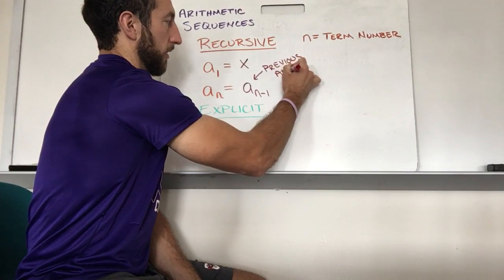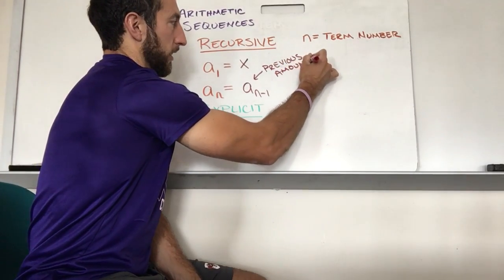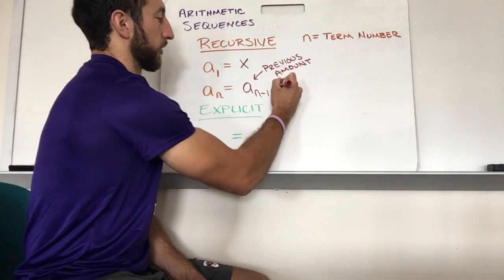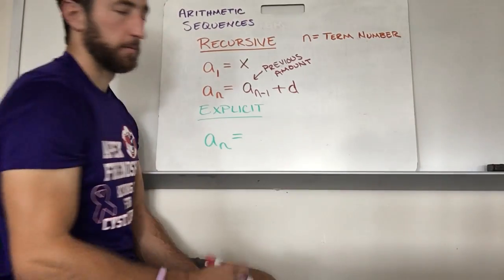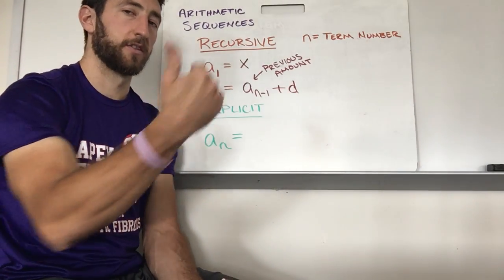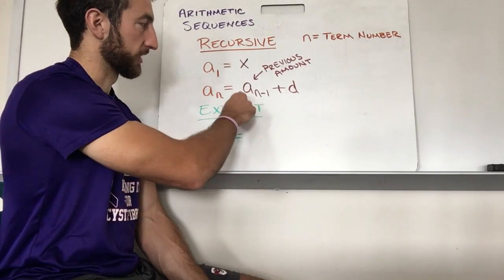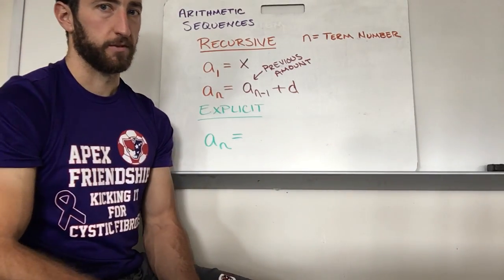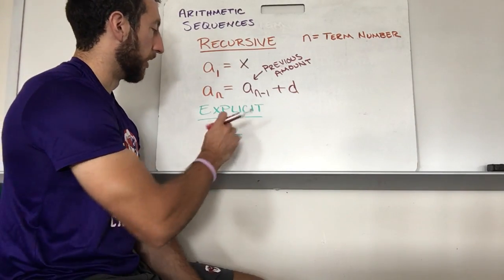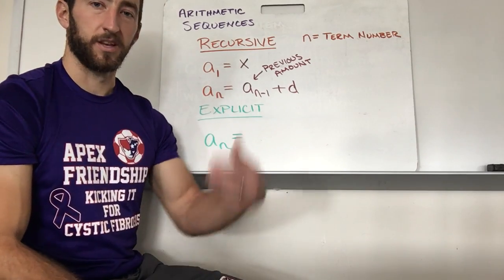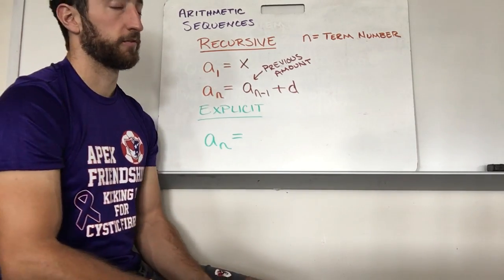So we're going to take the previous amount, and what we do with it is add the common difference, whatever it is. If it's positive, it's adding. If it's negative, it's subtracting. So we just take the previous amount and add whatever the common difference is. Pretty easy.